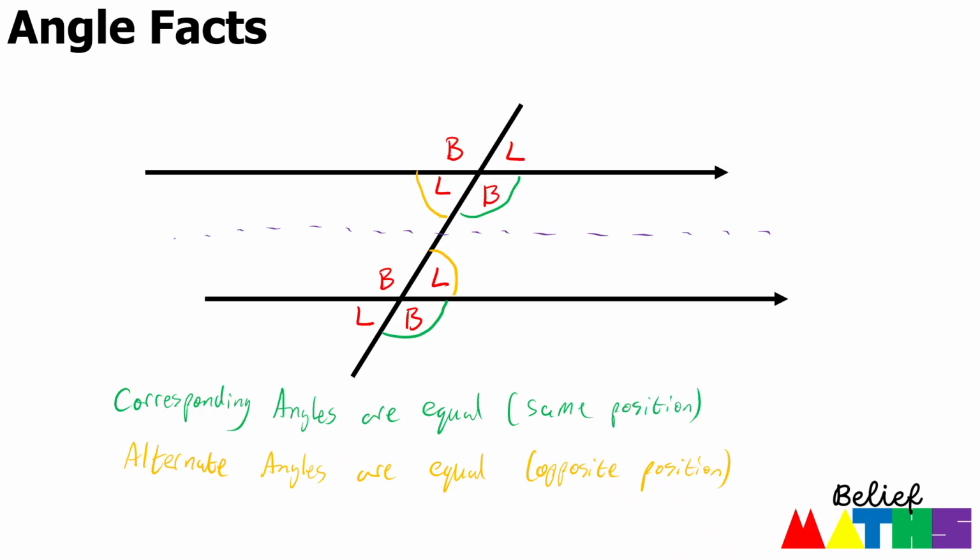The final one then are co-interior angles. And these tend to be the ones that people mix up. And they sum, or add, to 180. Now interior means inside, so it means that this inside angle here and this inside angle here. So the other thing to remember is that all the B's are the same, all the L's are the same, and B plus L is always equal to 180 because it's on a straight line. Okay, and that should allow you to work out any of the angles even if you can't remember the rules.